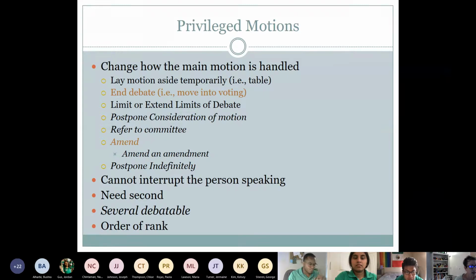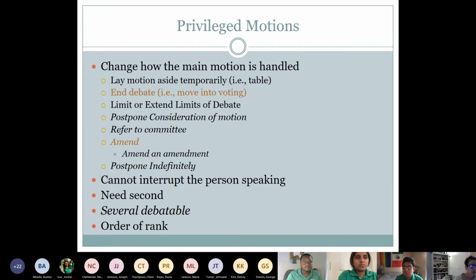Next up, I mentioned this last week, the motion to limit or extend limits of debate. If you want to shorten or lengthen the amount of time per speech, or the number of times people can speak on a motion, or the total amount of time to speak on a bill as a whole, you can use this motion to say, I move to limit debate to 20 total minutes on this bill, or I move to limit speeches to 2 minutes instead of the 10. You could do that.